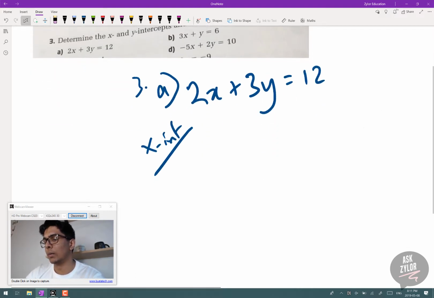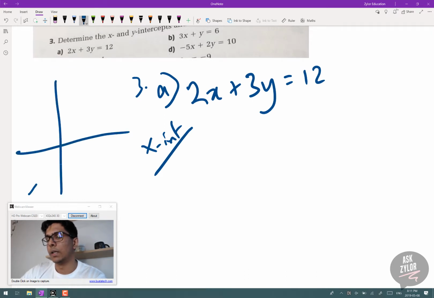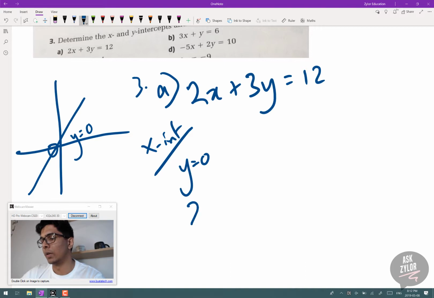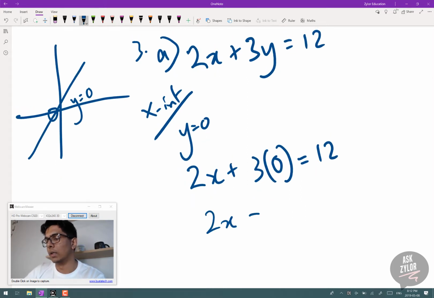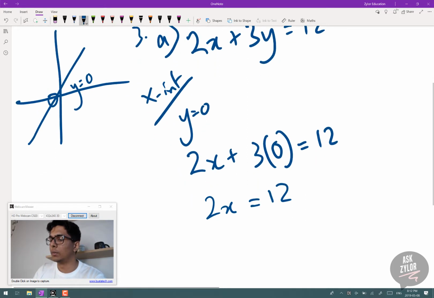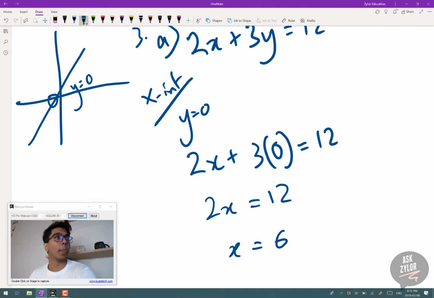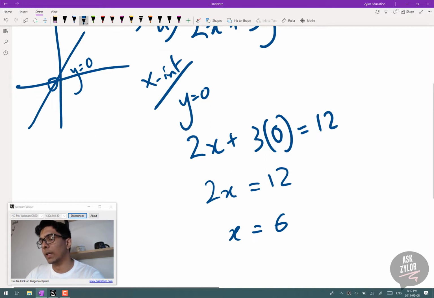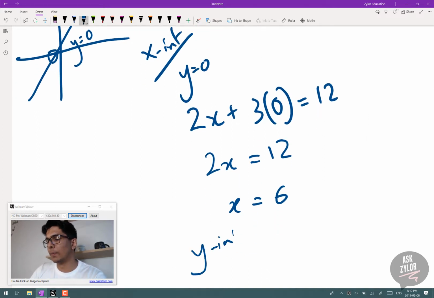So the x-intercept, if I look at a graph, the x-intercept happens when my y value is 0. Right? So I'm just going to plug in 0 for the y to figure out what the x-intercept is. So 2x plus 3 times 0 is equal to 12. So 2x is equal to 12, and then divide both sides by 2 to give me x is equal to 6. So that's my x-intercept.